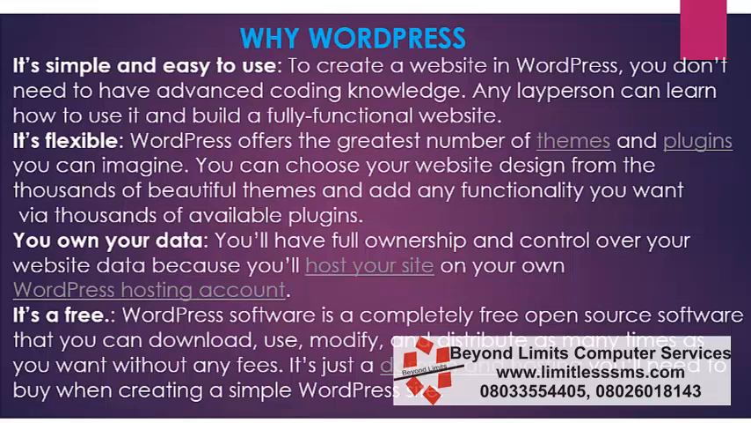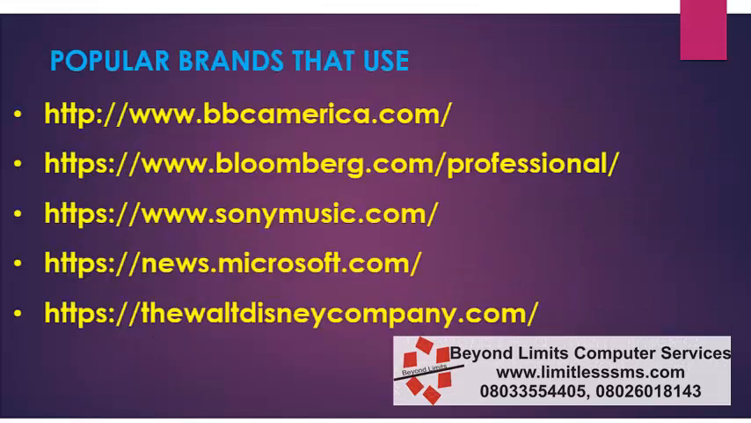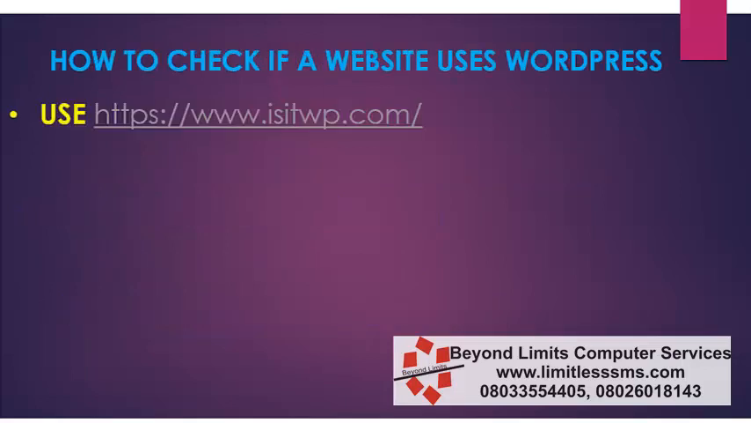Popular brands that use WordPress include BBC America, Bloomberg, Sony Music, News of Microsoft, that's the blog section of the Microsoft website, and WaltDisneyCompany.com. If you need to know if a website is using WordPress or not, you can make use of this link here. All you need to do is copy this link, paste it in your browser, and then type the URL of the website you want to check.